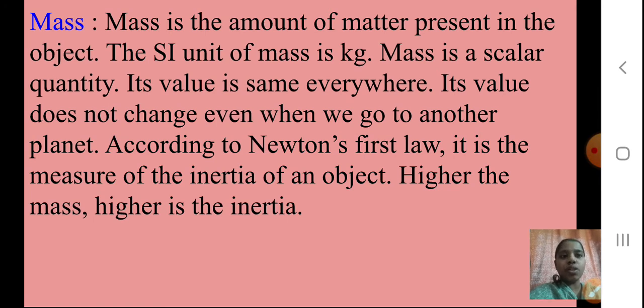According to Newton's first law, it is the measure of the inertia of a body. Higher the mass, higher is the inertia. Inertia of the state of rest it can be, or of motion. Students, I hope it is clear to you what mass is. Remember the definition: it is the amount of matter present in an object. The SI unit is kg, and mass is the same everywhere. Even if you go to another planet, it is going to be the same. Only this many points are important to remember.